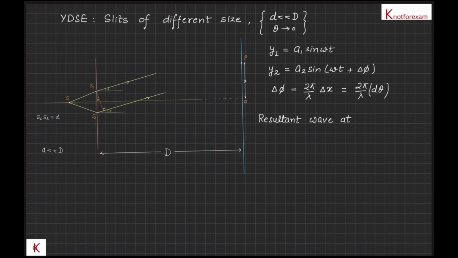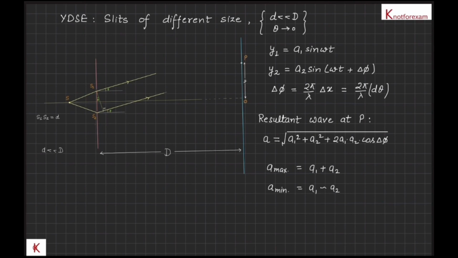Therefore, the amplitude of the resultant wave at P will be root of A1 square plus A2 square plus 2 A1 A2 cos delta phi, and the maximum amplitude A maximum will be A1 plus A2 and the minimum amplitude will be A1 minus A2, which will not be 0 if A1 does not equal A2. Therefore, in this case, no complete dark fringe is observed.